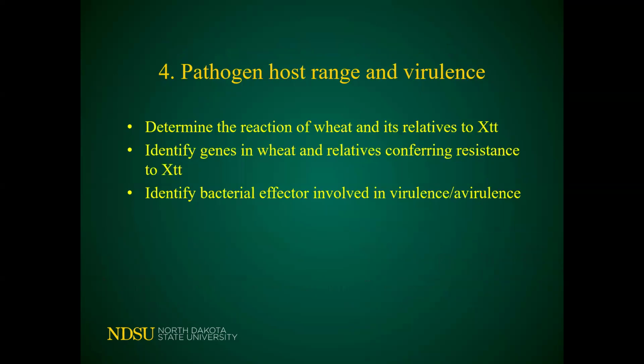The fourth project we're doing recently, we try to look at the XTT host range and their virulence, how they cause disease using those effectors. We know XTT cannot cause disease on wheat, so we try to determine the reaction of wheat and its relatives to XTT. We identify those genes in wheat and relatives that confer resistance to XTT. And then we also want to identify those type 3 effectors that are involved in virulence or avirulence.